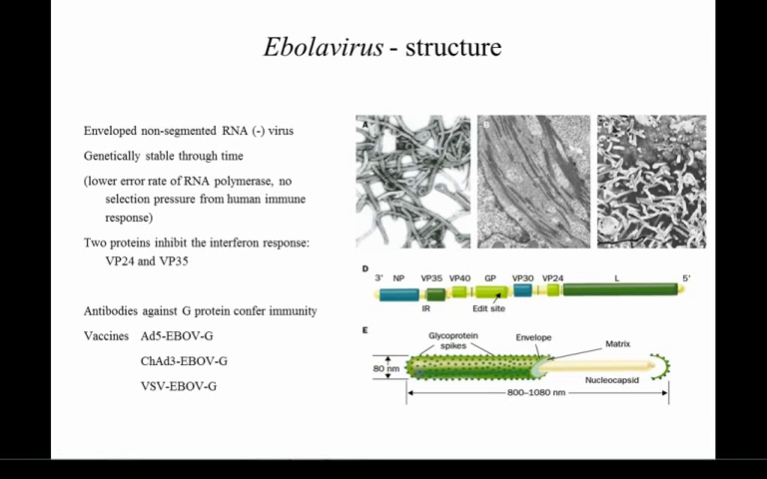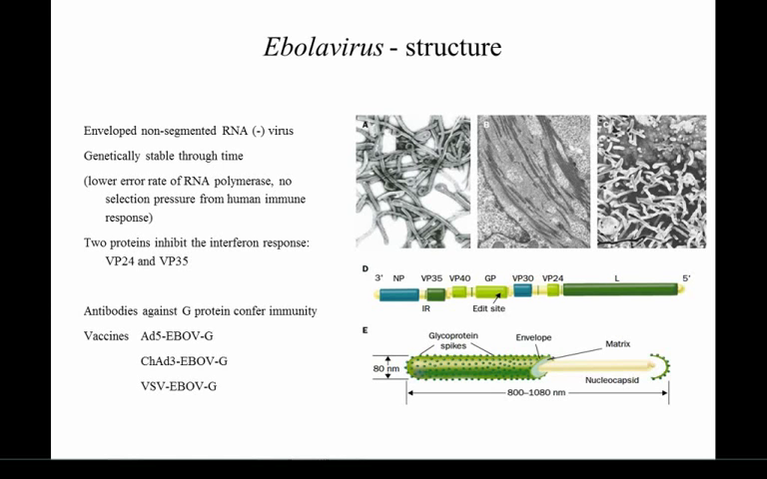Now, I don't claim that I know the functions of all these proteins, but VP35 and VP24 are very important for pathology because they inhibit the host interferon response. Another thing that you need to know here is, if you have antibodies against the glycoprotein, that will block infection. So people who have survived, well, we don't really know for sure, but probably are immune. And all the vaccines that are under development against Ebola virus are based on inducing antibodies against the surface glycoprotein.